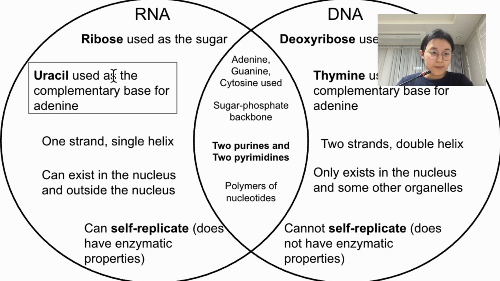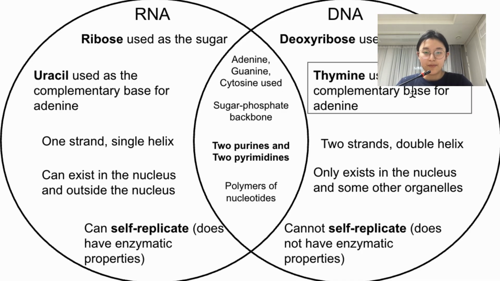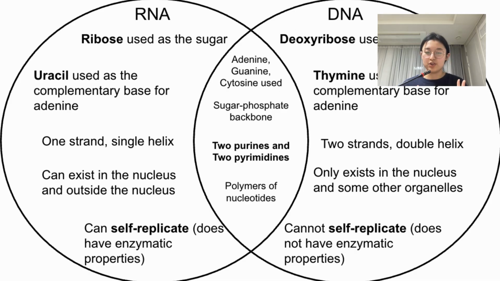Second, to move on, is the difference regarding bases. We have uracil acting as the complementary base for adenine in RNA, but in DNA we use thymine instead. So in DNA, adenine pairs up with thymine, whilst in RNA, uracil pairs up with adenine. The third difference is that RNA is typically single-stranded, whereas DNA is double-stranded and therefore forms a double helix. The double-stranded structure stabilizes DNA and also makes it accurate for copying, possible through complementary pairing.